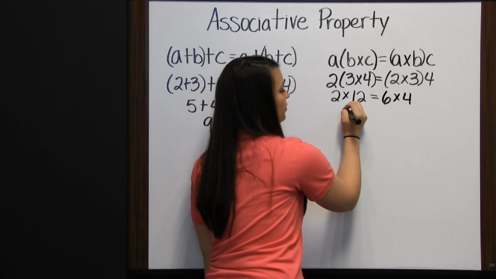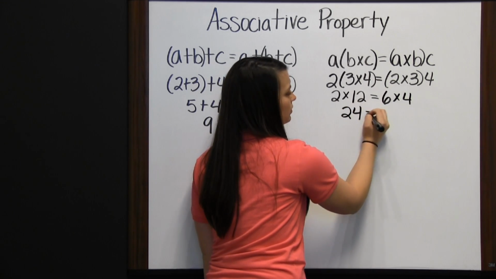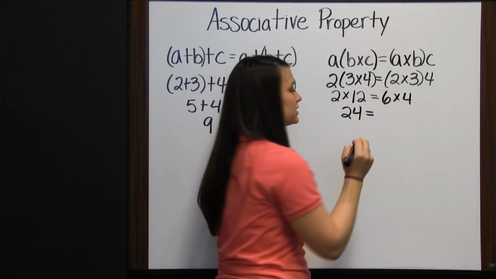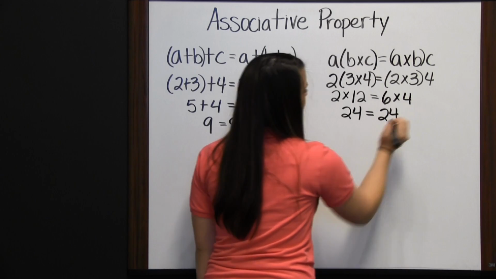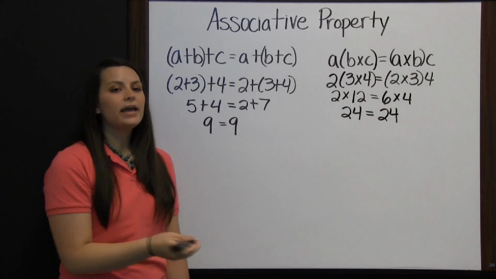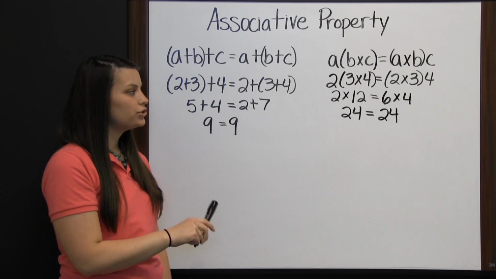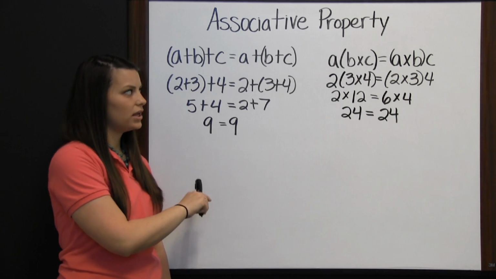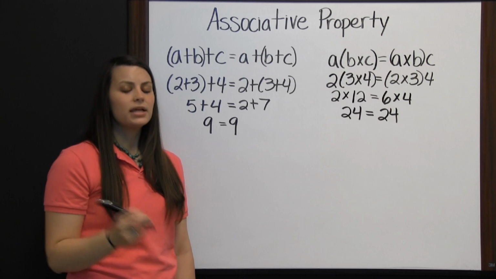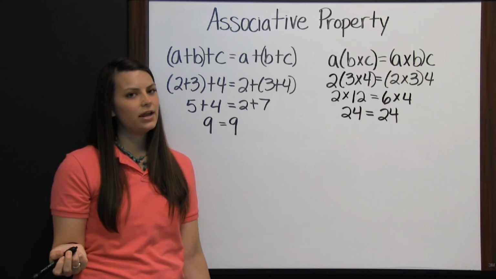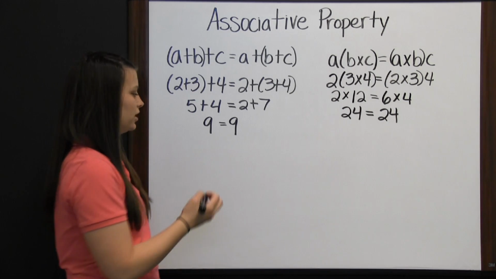2 times 12 is 24, and that does equal 6 times 4, which is also 24. Like the commutative property, the associative property is only true for addition and multiplication. Let's look at what happens when we try to use it on subtraction and division.